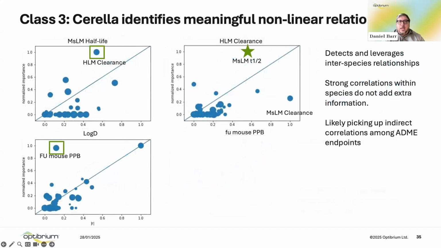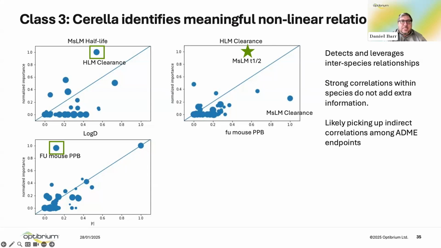Then finally, we want to look at a few of our endpoints that show some class 3 relationships. This is where things get really interesting, and it's almost astonishing to see the things that the deep learning imputation can pick up. These class 3 relationships are nonlinear relationships, endpoints that are not correlated or identifiable by other standard analyses. But Cerella's deep learning imputation has picked up on these relationships and says, actually, this is really important. So let's break these down one at a time.